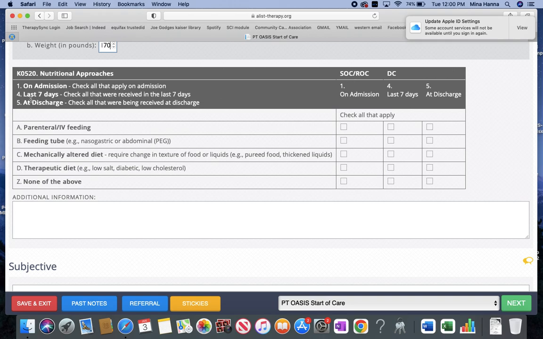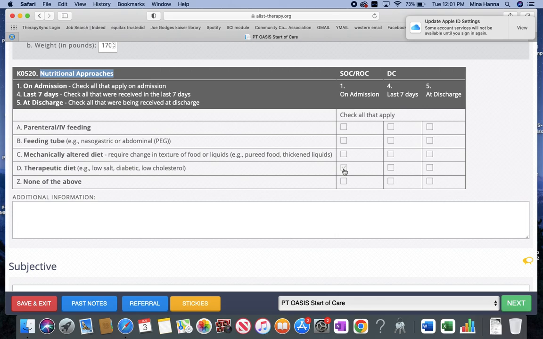And again, this is a new section now. It says nutrition approaches. This wasn't there before. It's asking you, is this person following any of these things? A specific diet like low salt, diabetic, or cholesterol? And you just ask them, do you follow any specific diet, or do you just eat what you want?